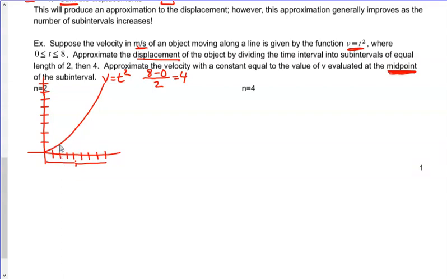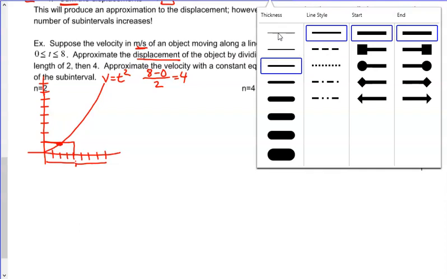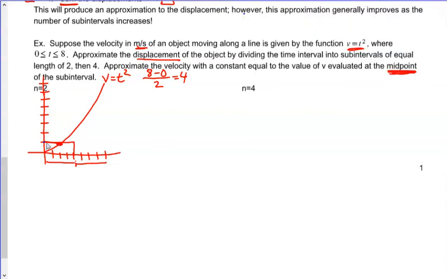So what that means is I need to go up here to the function value at t equaling 2, and I'm going to create a rectangle from 0 to 4, and I'm going to now find the area of this rectangle. Maybe let me change colors so you can see that. I'm going to find the area of this rectangle and use it as an approximation for the displacement of this object. Now, from my interval from 4 to 8, where is the midpoint of that?